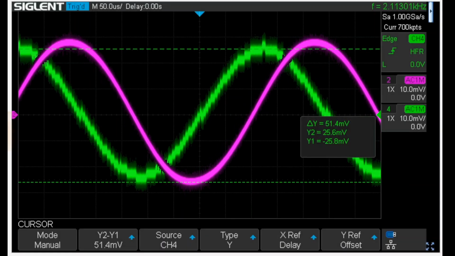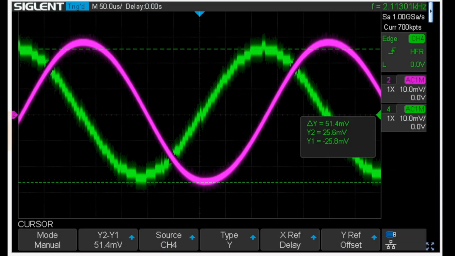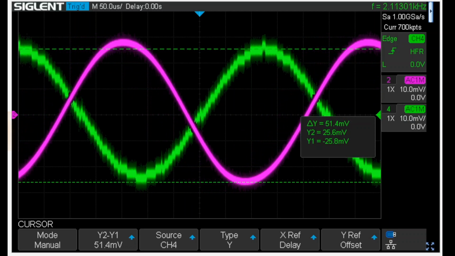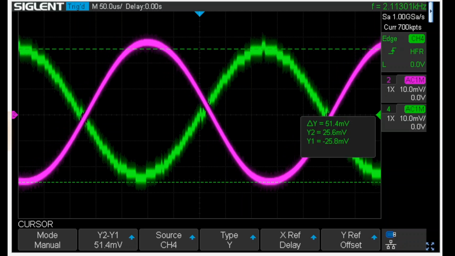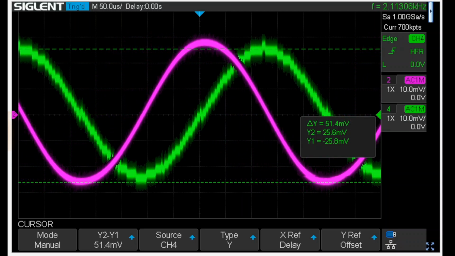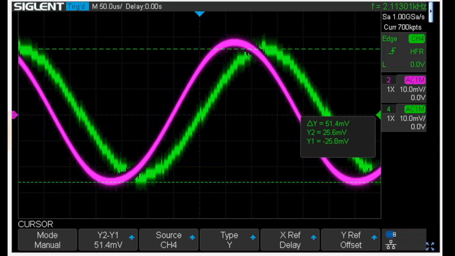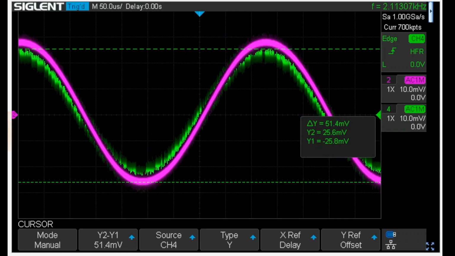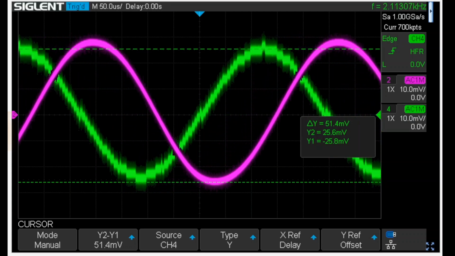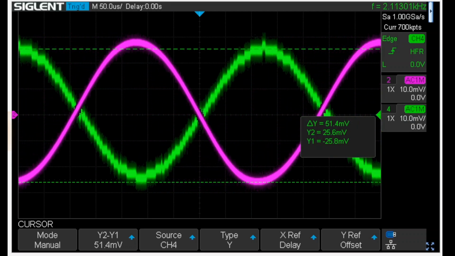Here are the two waveforms. The pink is from the analog Wien bridge, and the green is from the M2K. You can see by the cursors that both of those sine waves are approximately 50 millivolts peak to peak. The frequencies are close to matched, but the one drifts with respect to the other. The Wien bridge itself is going to be a little bit less frequency stable.